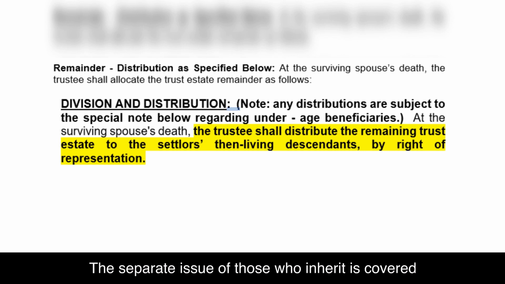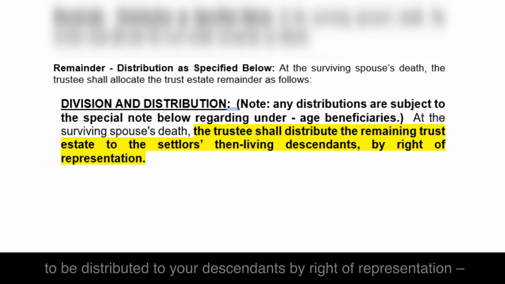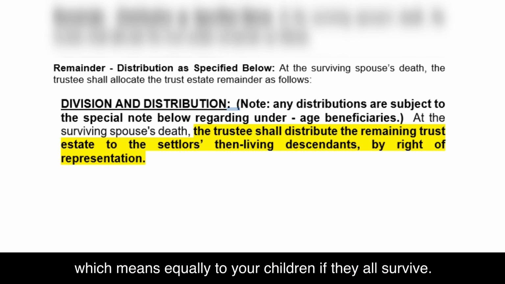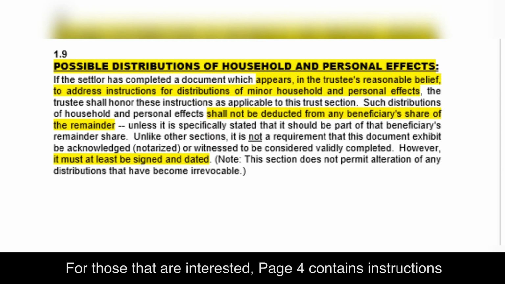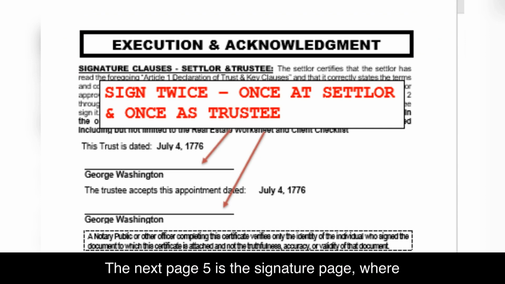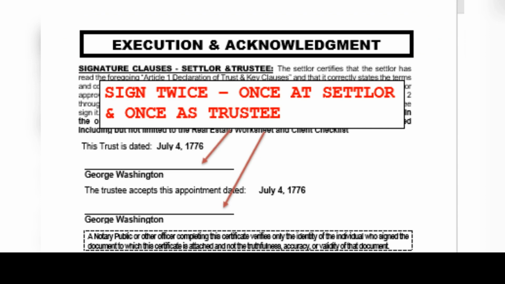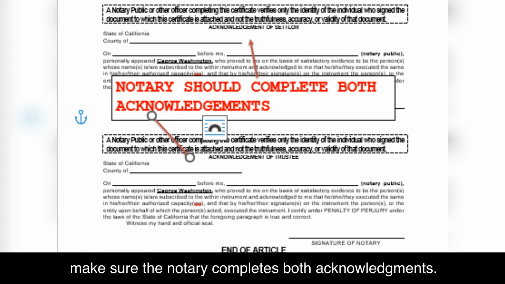The separate issue of those who inherit is covered starting on the next page 3, which typically calls for the trust estate to be distributed to your descendants by right of representation, which means equally to your children if they all survive. You'll also find the young person's trust ages set forth on these pages. For those that are interested, page 4 contains instructions for specifying the distribution of certain household and personal effects. The next page 5 is the signature page, where you should sign twice just above your name. This page also needs to be notarized, and when doing so, make sure the notary completes both acknowledgments.